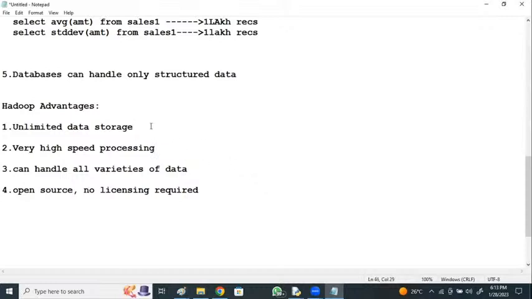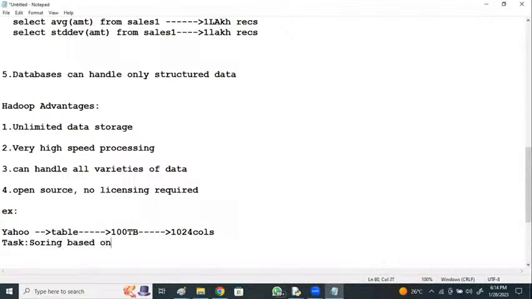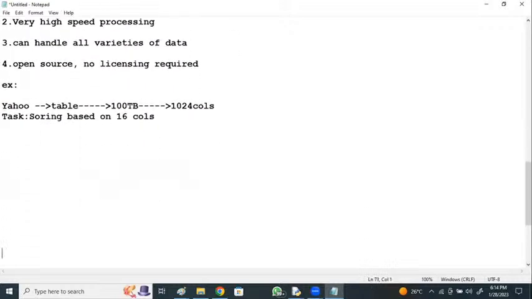Okay, unlimited data storage, very high speed processing, right? So if you see examples, Yahoo has conducted a test to check the speed of various databases. Yahoo has taken a table of 100 TB, consisting of 1024 columns. Task: sorting based on 16 columns, right? Yes. What is the time taken by various databases?